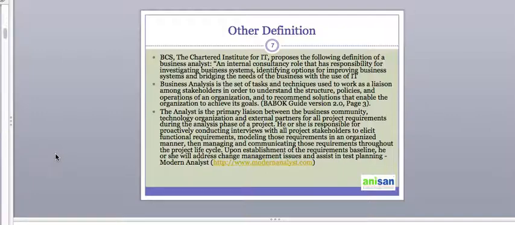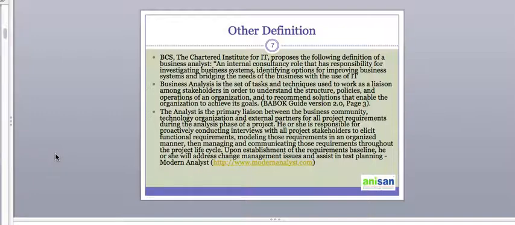Well, it is possible some of the solutions may not require IT, or some may require IT. But of course most of the solutions do require IT. So it's a limited definition, but it's a good definition actually. Investigating the business systems, that is what we have, identifying what we want, and bridging the gap between what we have and what we need with the use of IT.